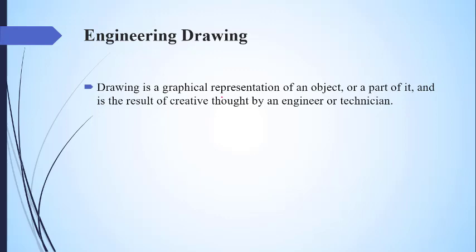Engineering drawing is a graphical representation of an object or a part of it, and is the result of creative thought by an engineer or technician. This statement says that drawing is a graphical representation of an object. The other part is "or part of it", which means a part of an object. And the drawing is the creative thought of an engineer or a technician.